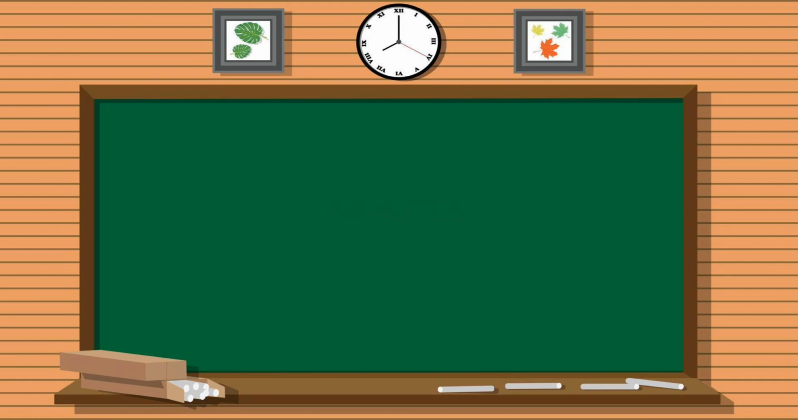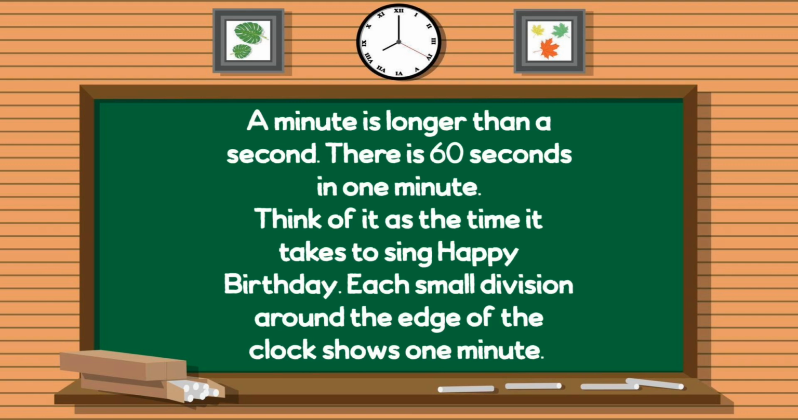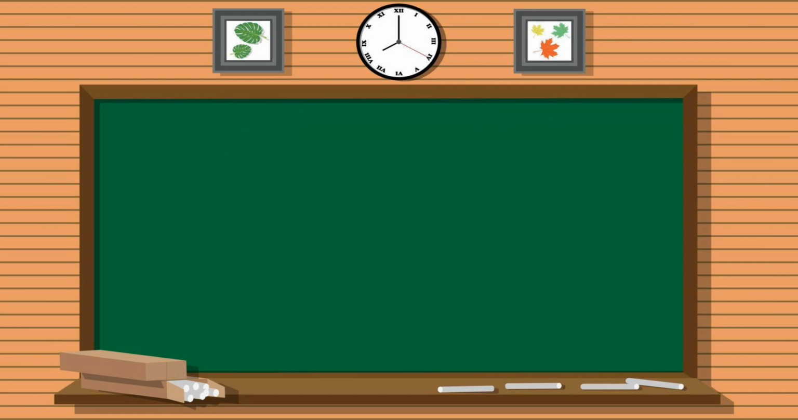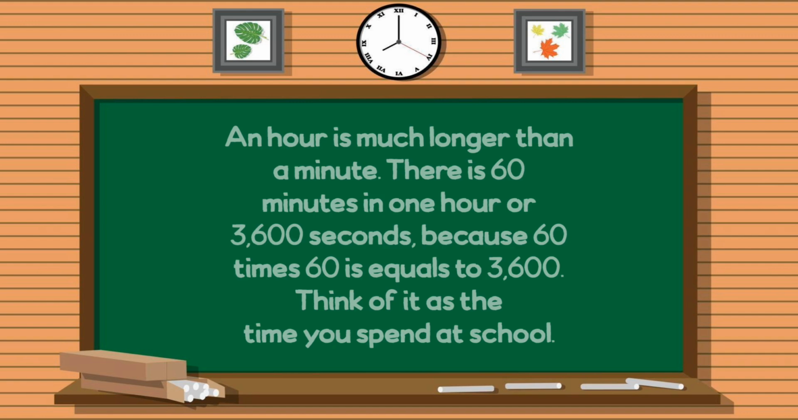Next one, we have minutes. A minute is longer than a second. There are 60 seconds in 1 minute. Think of it as the time it takes to sing happy birthday. Each small division around the edge of the clock shows 1 minute. Lastly, we have hours. An hour is much longer than a minute. There are 60 minutes in 1 hour, or 3,600 seconds, because 60 times 60 equals 3,600. Think of it as the time you spend at school.